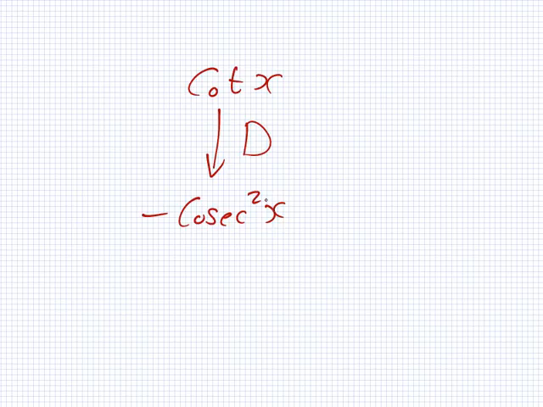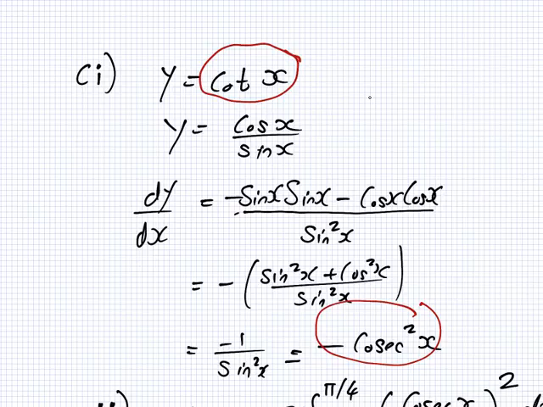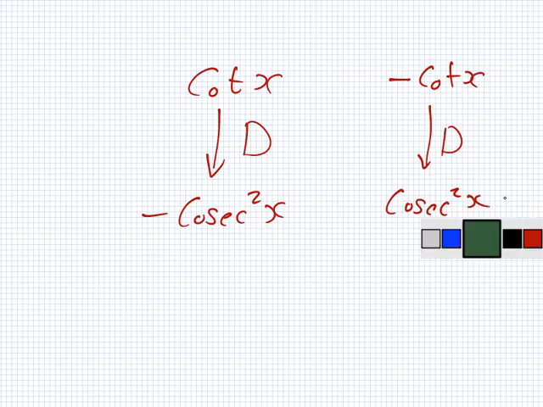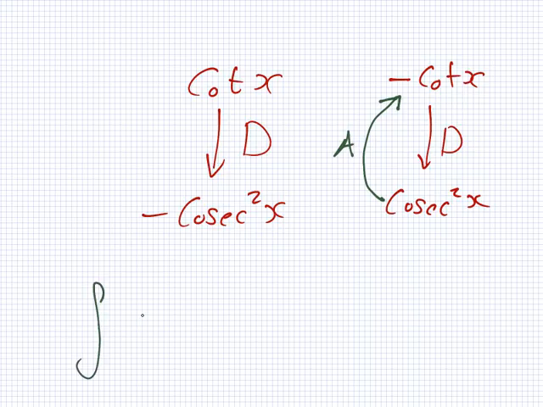Make sense? The third line, how do you get this? I use the quotient rule. Right, so what is the derivative of minus cotan? Its derivative would be cosec squared x. That makes sense. So if the derivative of cotan is minus cosec squared, that means the antiderivative of cosec squared is minus cotan. That's the antiderivative, going backwards. In other words, I can say to integrate cosec squared x, the answer is minus cotan x. Using my last answer backwards.